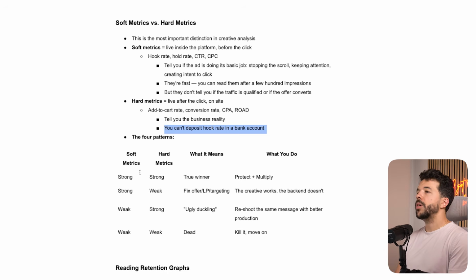If we have strong soft metrics and strong hard metrics, it means that we have a true winner. What we want to do is protect it and multiply it. Now, if we have strong soft metrics and weak hard metrics, it means that we need to fix the offer, the landing page, or the targeting.